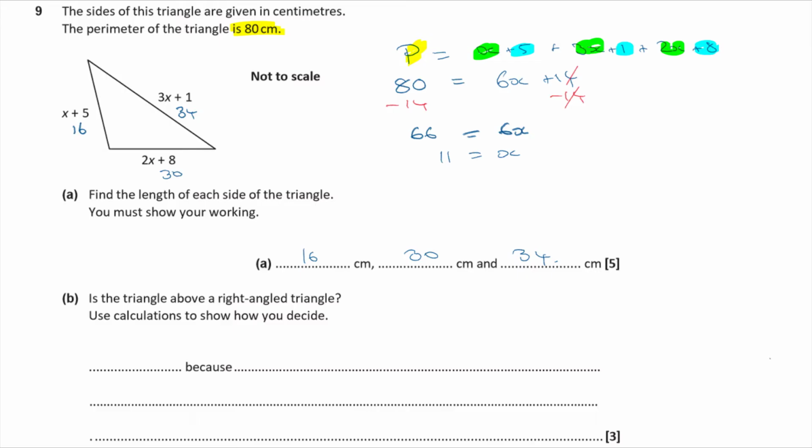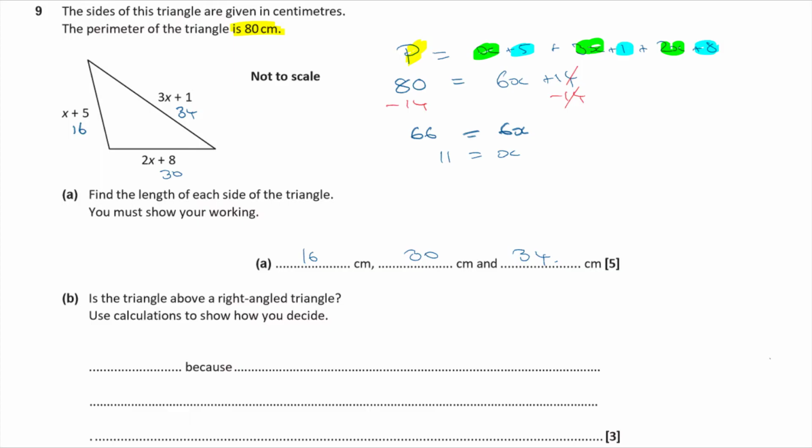Part B says, is the triangle above a right angle triangle? Use calculations to show how you decide. Okay, well, if it's a right angle triangle, then Pythagoras theorem will hold. It's kind of the opposite way that we normally use Pythagoras theorem. We normally say, if it's a right angle triangle, then the square on the hypotenuse is equal to the sum of the squares of the other two sides. But here we're doing it the other way around. We're saying if the square on the hypotenuse is equal to the sum of the squares of the other two sides, then it must be a right angle triangle. So we're going to see if Pythagoras theorem holds.